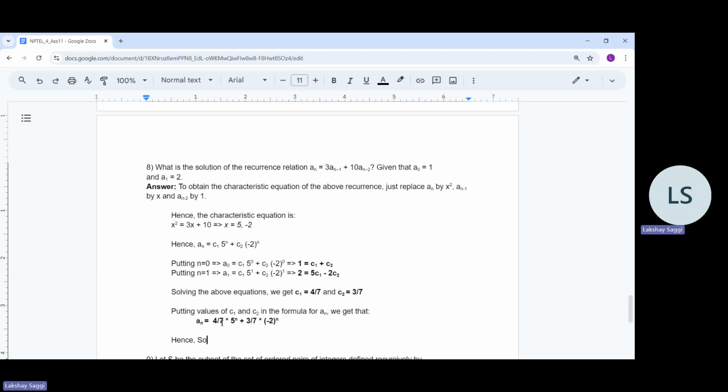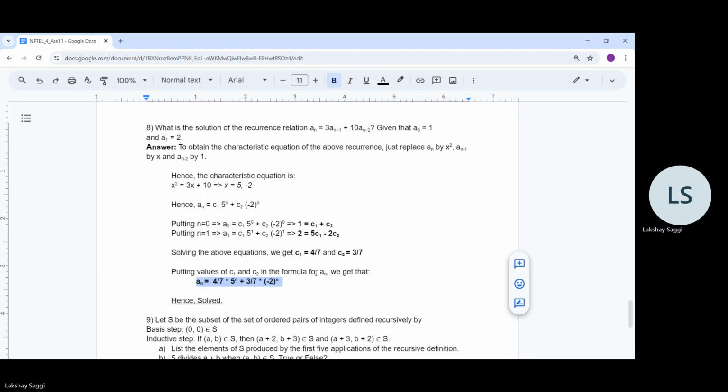Hence, not too difficult. On a high level, we first wrote the characteristic equation, which is simple. Then we found the roots of the equation. Then we wrote AN as a linear combination of the roots raised to the power n. And we found the coefficients of the linear combination using the base cases. And that's how we obtained the value of AN.